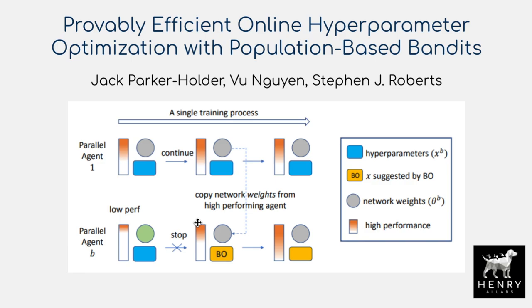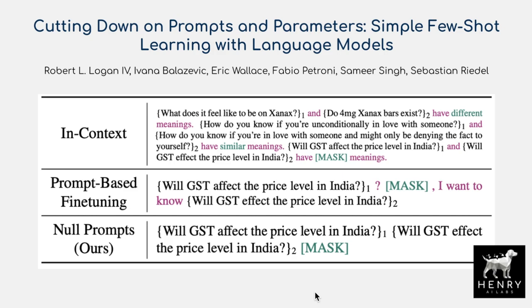Next up, we have new research advancing our understanding of prompting. Cutting down on prompts and parameters: simple few-shot learning with language models. So prompts are these ideas where, say in GPT-3, we have the in-context learning prompts, where we give demonstrations of the task as a part of the input for downstream tasks. So it does few-shot learning by learning from these prompts in order to transfer to some downstream task.